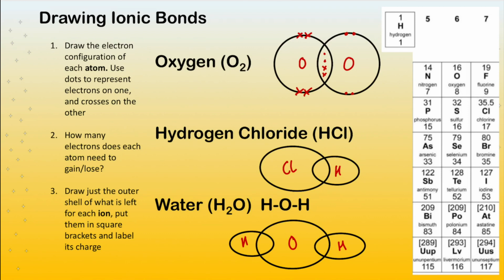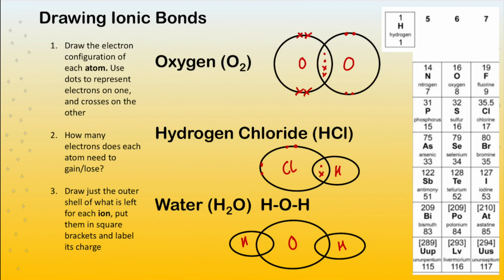For hydrogen chloride, hydrogen has 1 electron, so it needs to gain 1 more. Chlorine is in group 7, so it also needs to gain 1 more. So each of these atoms can share 1 electron in this shared overlapping region. Hydrogen has 1 electron, and that 1 electron that it has is in that overlap region, so there's no more that we need to draw for hydrogen. For the chlorine though, the chlorine has 7 in its outer shell. We've got 1 in the overlap region, so we need to draw the other 6 in the rest of its outer shell. I'll do dots here just to mix it up.